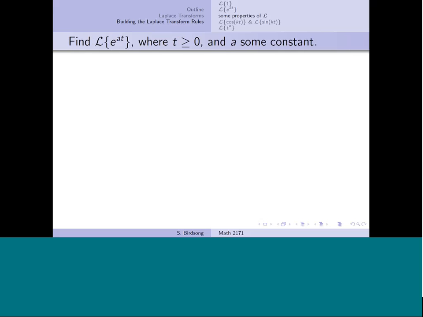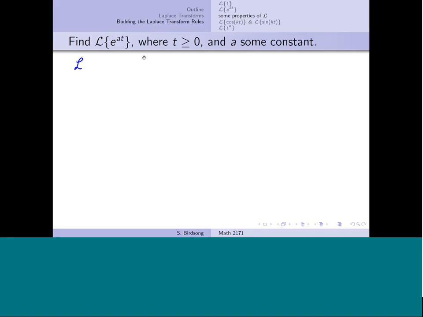So suppose we go back to the question that we just looked at. We looked at the Laplace transform of e to the at, and we already solved it simply using the definition of the Laplace transform. Now I want to go ahead and use rules.